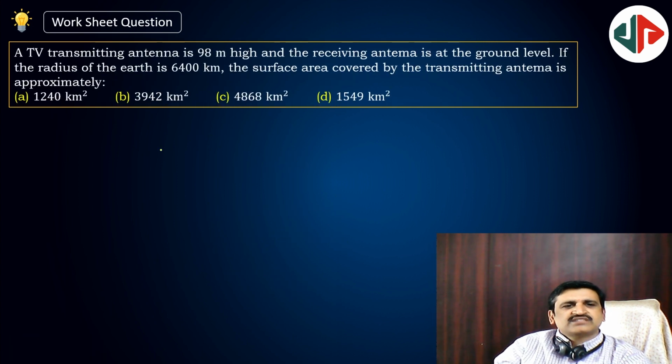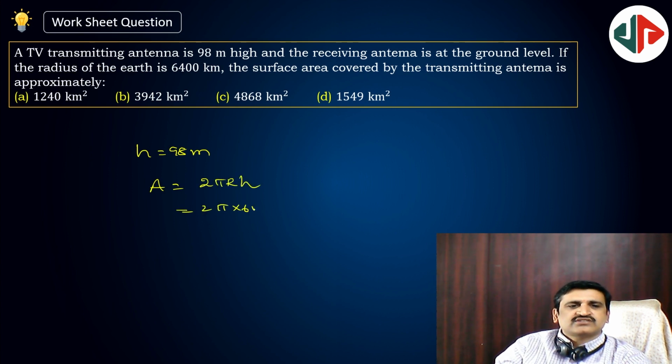A TV transmitting antenna has height h equal to 98 meters and the receiving antenna is at ground level. If the radius of the earth is known, the covered surface area is equal to 2 pi RH, which is 2 pi into 6400 kilometers into h, which is 98 by 1000. So automatically kilometer square will come.